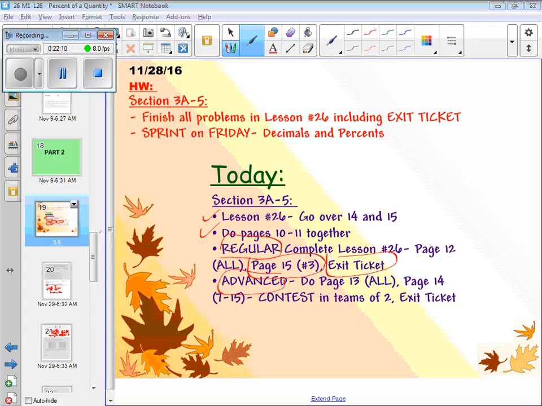Okay? Advanced, you have a little wrinkle. Advanced, you're not doing 12 at all. You're skipping 12. You're going right to page 13. Same idea as what they're doing on page 12, but you're dealing with decimals, you'll see. Then, you've got to do page 14, 7 through 15, and it's a little contest, and I already think I spoke to half of you. You can work in teams of 2 because they are really hard questions. Very hard questions. But you got to really think for advanced.